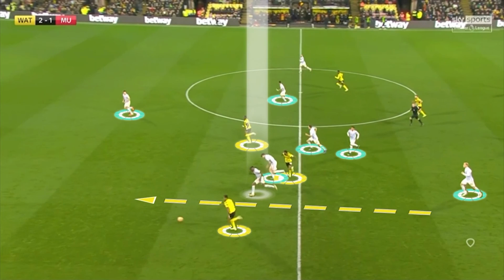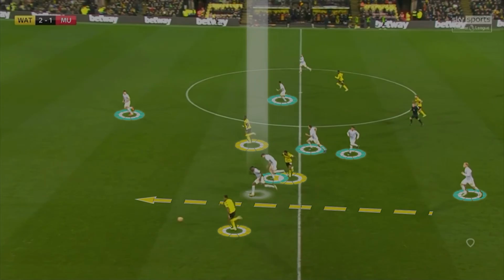And here's the final example just after that passage of play down the right-hand side for United. Watford break quickly with numbers and end up overloading United in this counter-attack situation. So it is the case that they don't really seem to have an effective plan to defend these transitions. It's almost like if the attack doesn't work out, then we'll use our pace of recovery, especially someone like Wan-Bissaka, to rescue the situation, which doesn't really seem a sustainable way of playing.